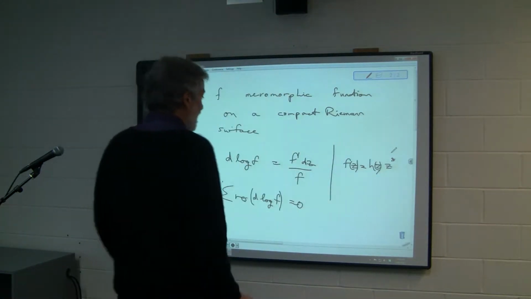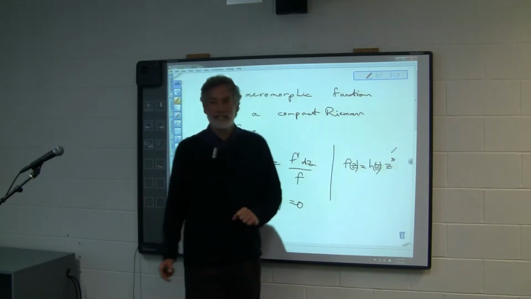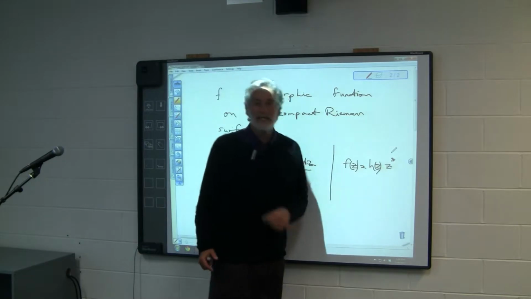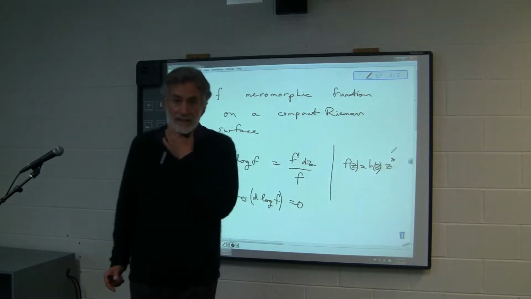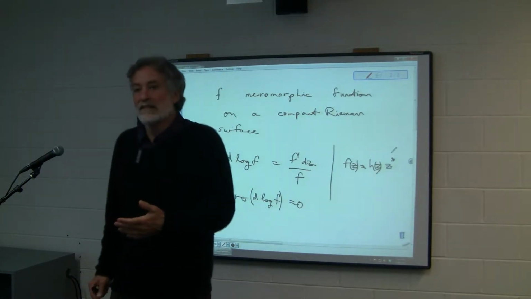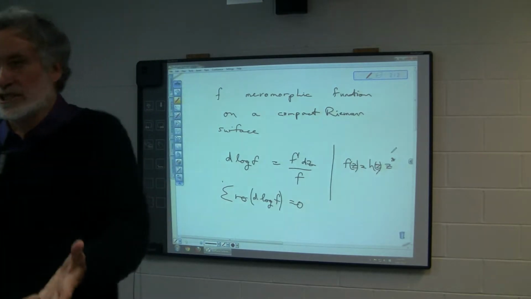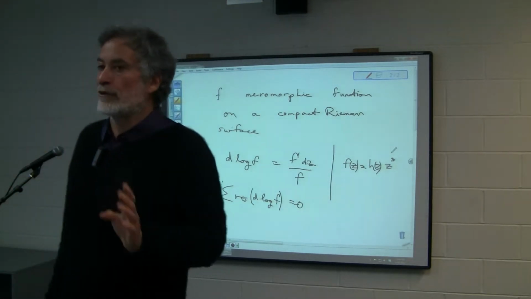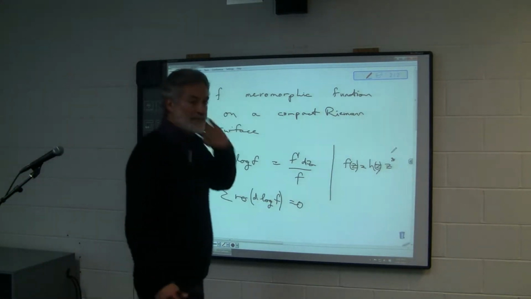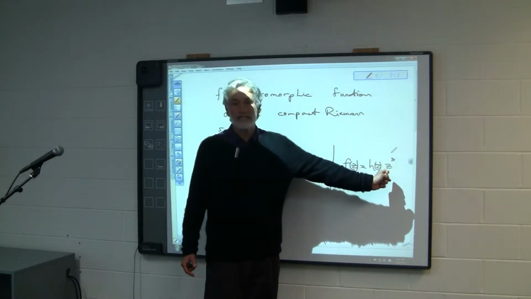Now the logarithm is additive. So the logarithm of f of z is the logarithm of h of z plus n times the logarithm of z. Now the derivative of the logarithm of h of z is a holomorphic one form near the origin. In the neighborhood of the origin, it's holomorphic. It has no residue. So the residue is only contributed by the z to the n.